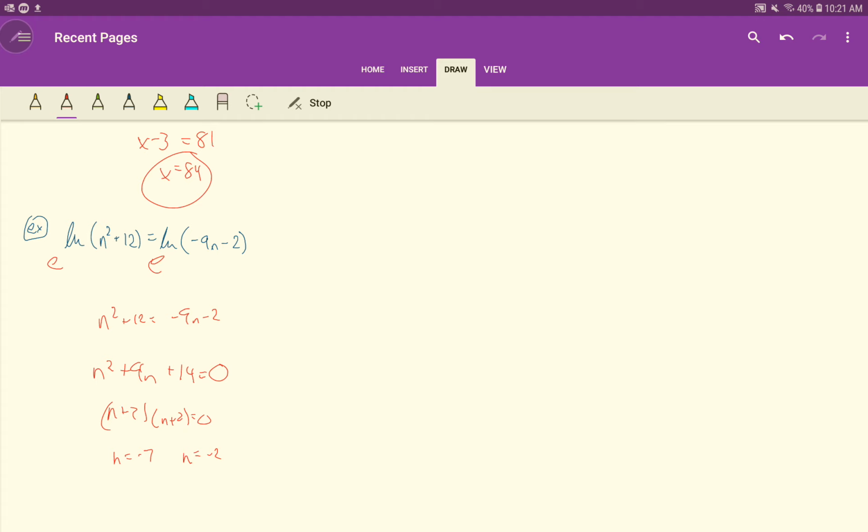So let's see here. If I plug in negative 7, I'll get 49 plus 12. And if I plug in negative 7 here, I'll get, let's see here, negative 7 times negative 9 is positive 63 minus 2. Will those be the same? Yes, they will, right? This will be the natural log of 61. This will be the natural log of 61 as well. So check, that one works.